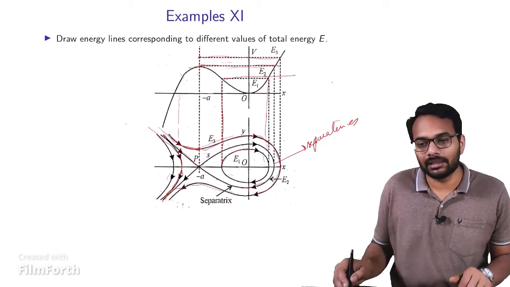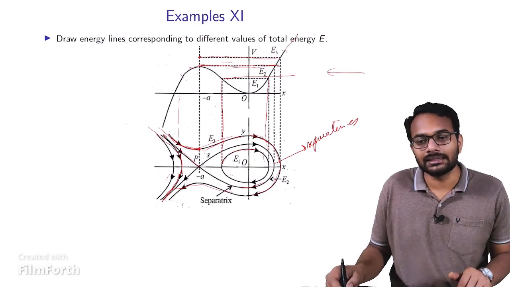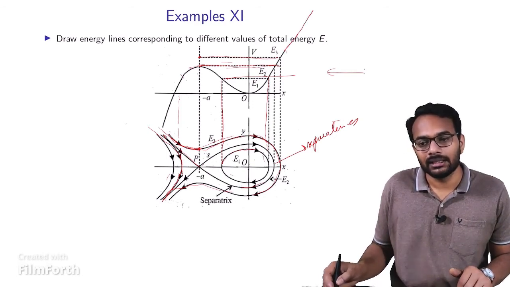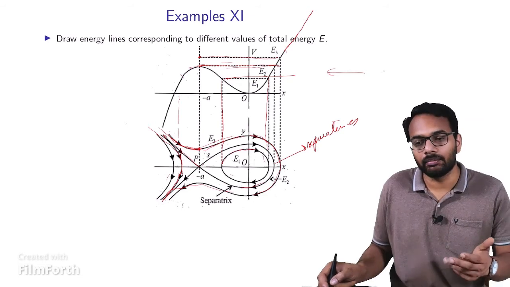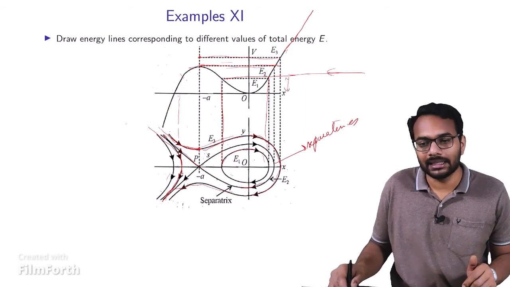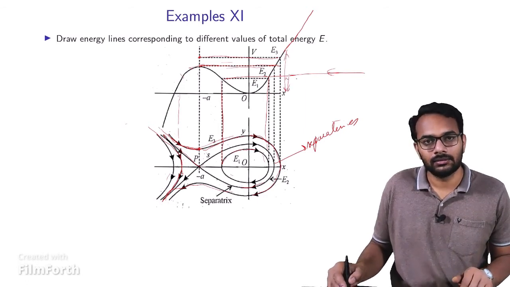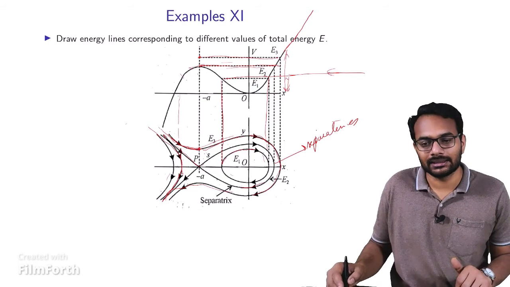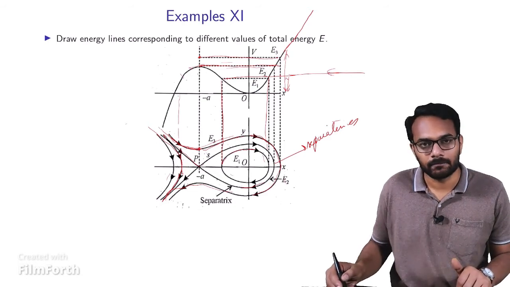So we see that a particle coming from plus infinity is also possible, but all these regions are classically forbidden, because this energy is less than the potential energy. E is less than V, so this region is classically forbidden. So we don't have any hyperbola here. I hope this is clear.